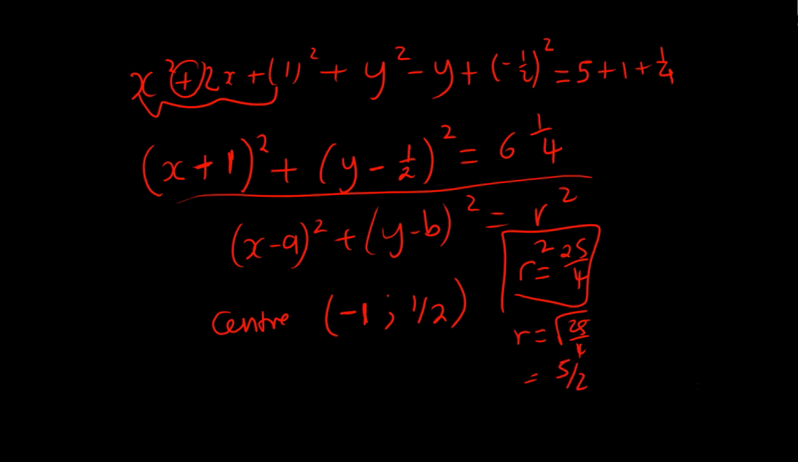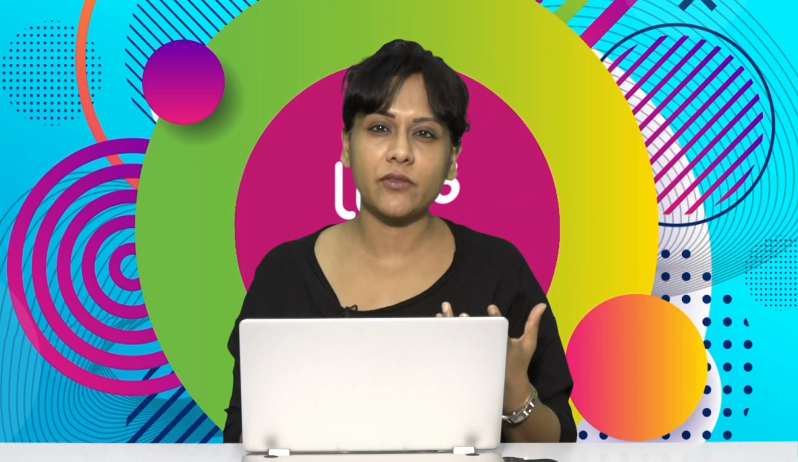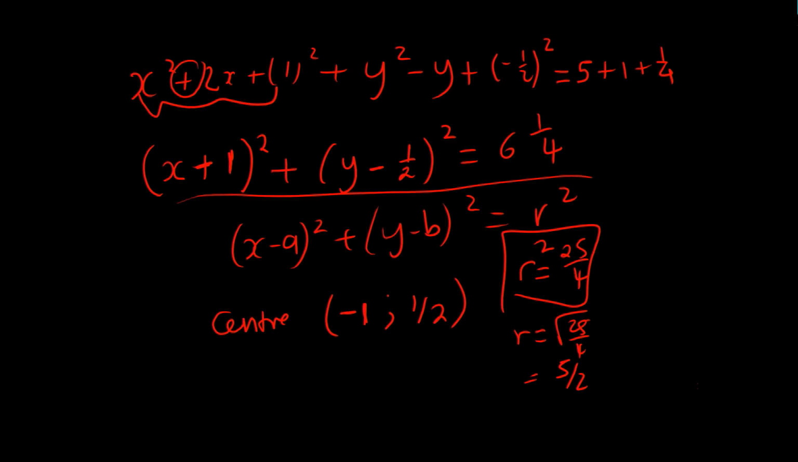And remember, when you take the square root, the answer is always plus or minus the square root. But we know that a length is a positive value. We cannot have a negative distance. So therefore, the length of the radius cannot be negative 5/2. It must be positive 5/2. So therefore, in this question, we've got the center of the circle is (-1, ½). Those are the coordinates of the center. And the length of the radius is 2½ units, or 5/2 units.